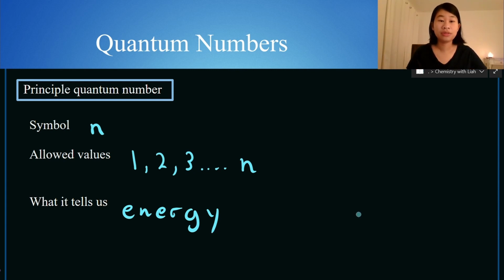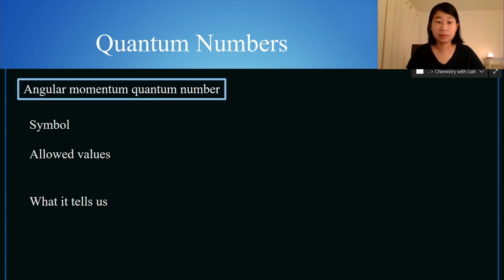It is important to note that the allowed values for n start at 1 and then go up. They cannot be 0 and they cannot be negative numbers. Alright, so what does the second quantum number tell us?